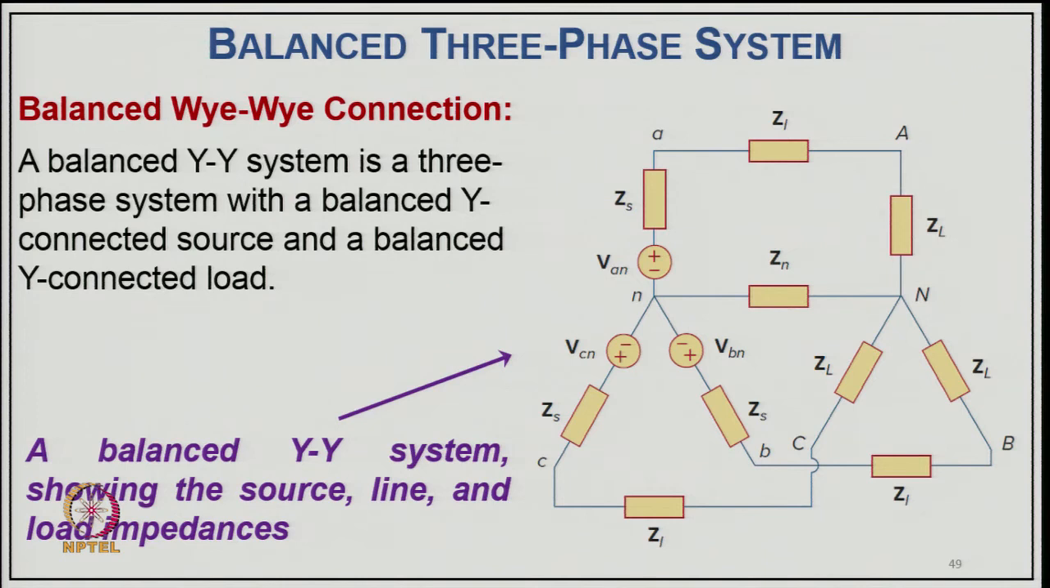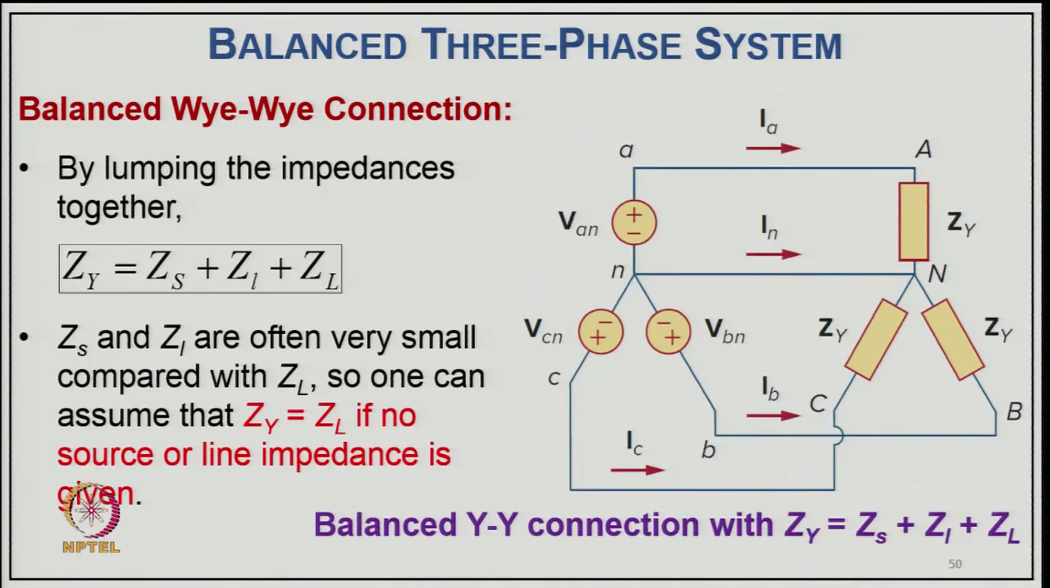Now, coming to the example with the balanced star-star connection. A balanced star-star connection is a 3-phase system with a balanced star connected source and a balanced star connected load, as you can see here. The figure shows the source, line, and load impedances, but all 3 are identical, that is source, load, feeder impedance, and of course the neutral impedance.